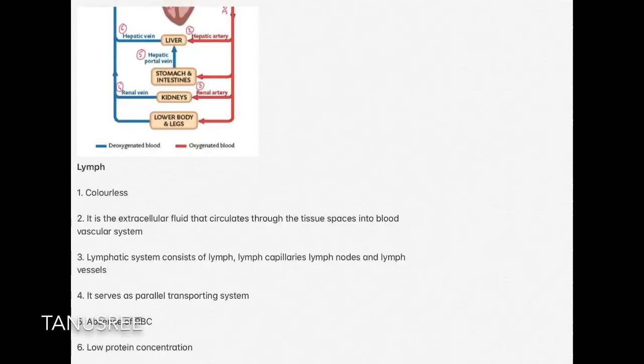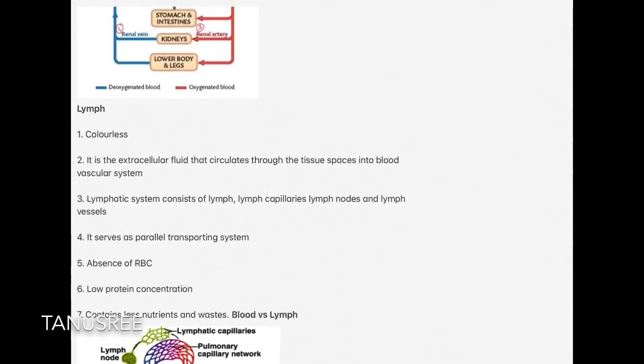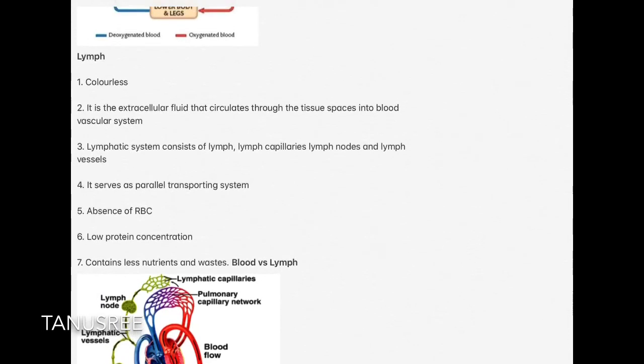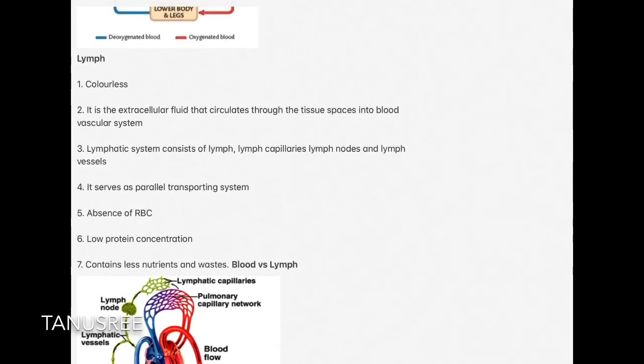Now we take up another system, that is the lymph and the tissue fluid. The lymph is colorless fluid. It is the extracellular fluid that is circulating through the tissue spaces into the blood vascular system. It is consisting of the lymph capillaries, the lymph nodes, and the lymph vessels. So it is forming a parallel transporting system along with the blood.